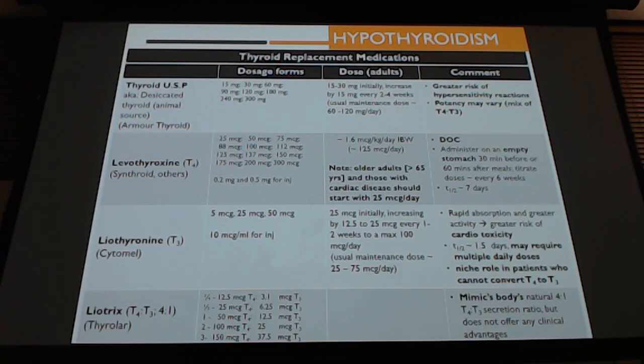And then you'll start to titrate them from there unless they are over 65, or if they have any underlying cardiac issues, then you're starting at the 25. Okay, so that's all I need you to remember for the dose. I don't need you to remember the about 1.6. I just need you to remember the cardiac and the age, and that you're starting at 25 in those situations. Okay.